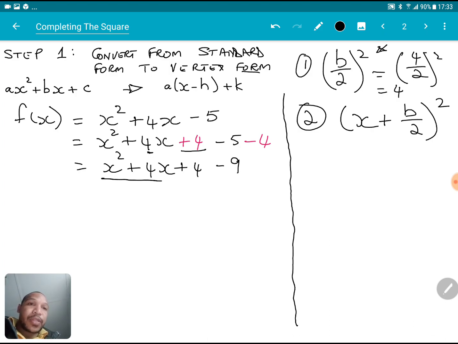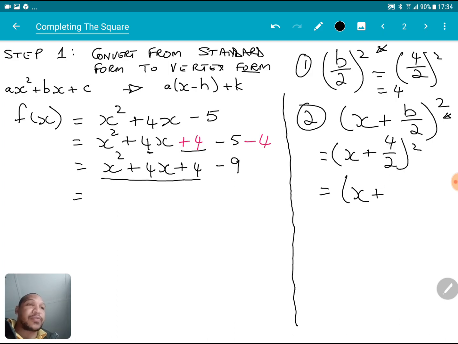Now we're going to work with these three terms here, and we want to convert that into this form right here. How do we do that? We use x plus b over 2 all squared. So we simply substitute b again. b will be your middle term, which will be 4 over 2, and that's squared. And that would be equal to x plus 4 divided by 2, which is 2, squared. And we write that here.